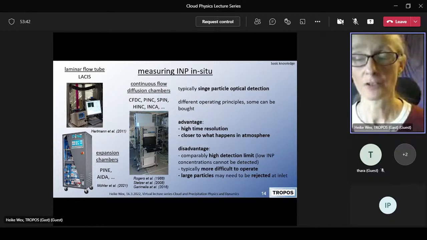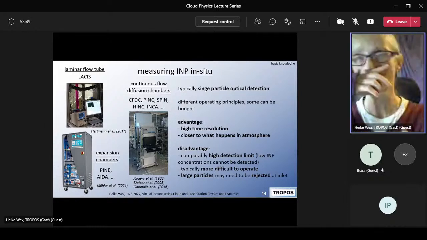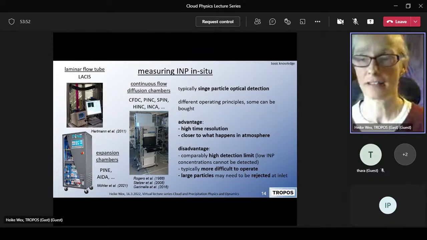They have high time resolution, and they are closer to what happens in the atmosphere, because typically they insert the aerosol and some water vapor and cool it. So you have the same processes going on in the atmosphere.